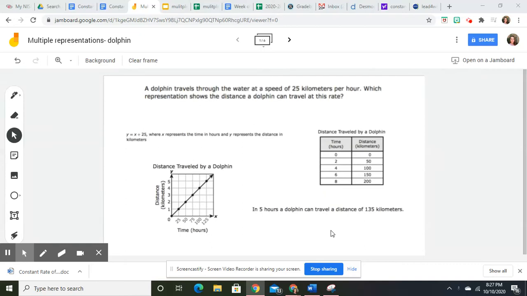Today we're going to be going over some more ways of doing multiple representations and finding which representation matches a given situation. In this one, we have a dolphin that travels through the water at a speed of 25 kilometers per hour. Which representation shows the distance a dolphin can travel at this rate? So we have 4 different items to look at.